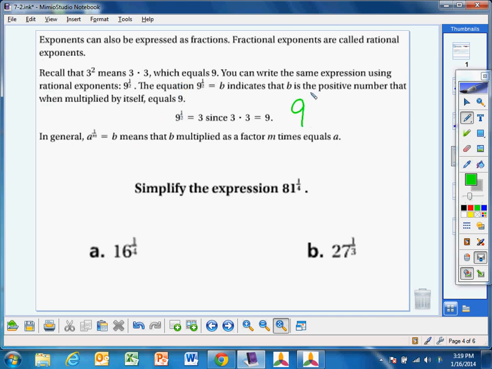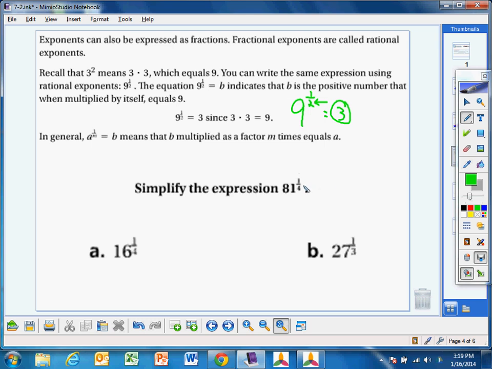Exponents that are fractions. The bottom one is the magical number. We're looking for what number multiplied by itself twice will give us 9, and that's 3. 3 times 3 is equal to 9, so therefore the answer is 3.